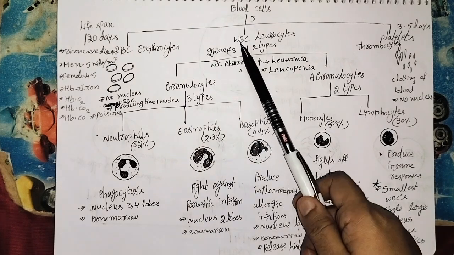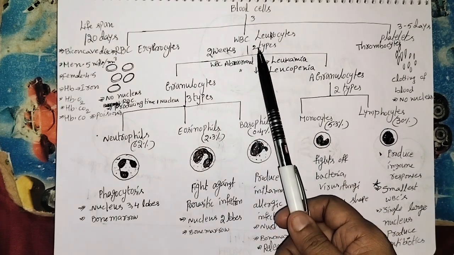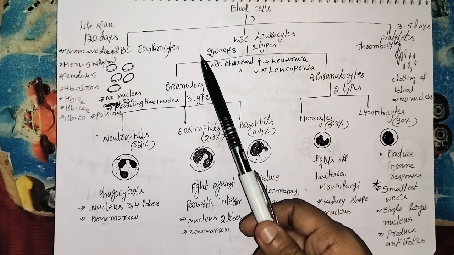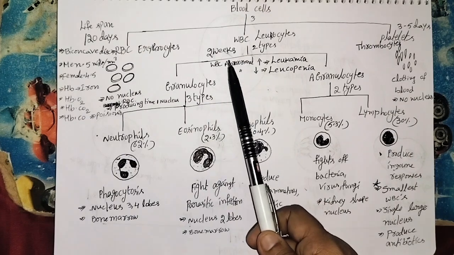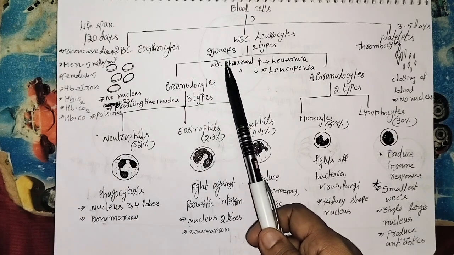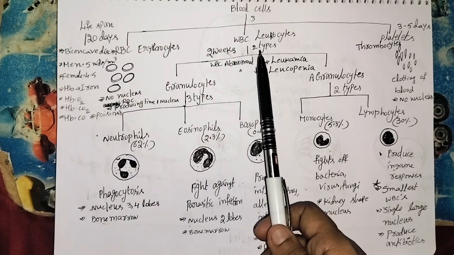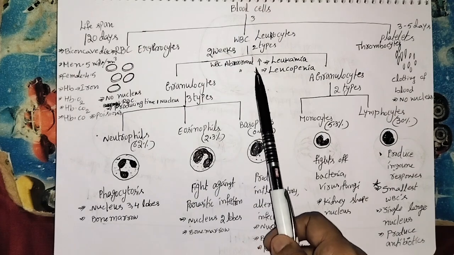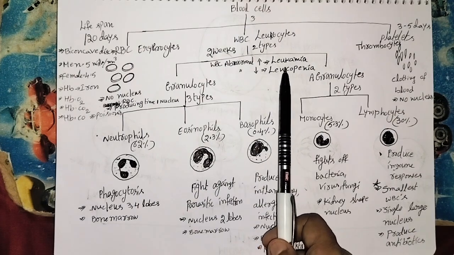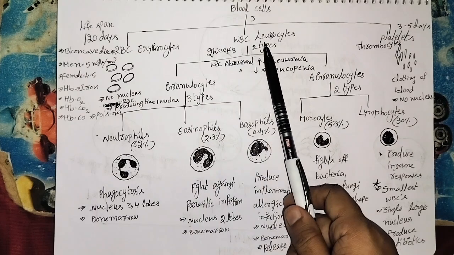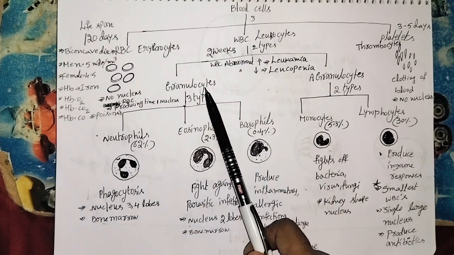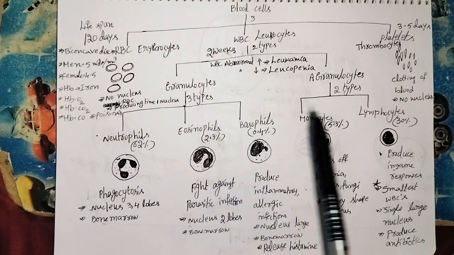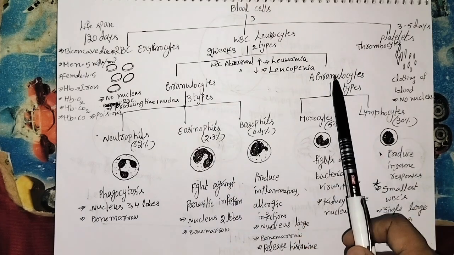Next one, WBC, meaning leukocytes. WBC lifespan is 2 weeks, and if the white blood cells increase abnormally, the disease is called leukemia, and if WBC abnormally decrease, the disease is called leukopenia. WBC has two types, granulocytes and agranulocytes. Granulocytes means granules present, agranulocytes means granules absent.